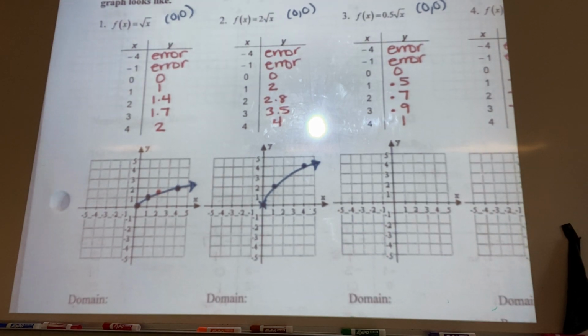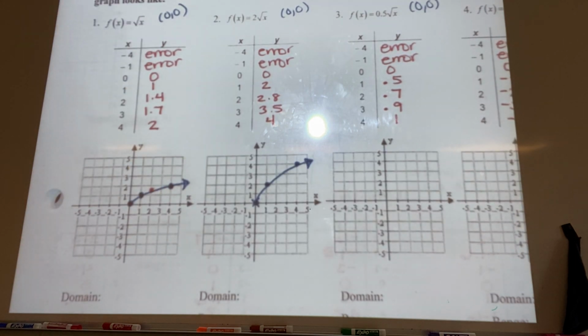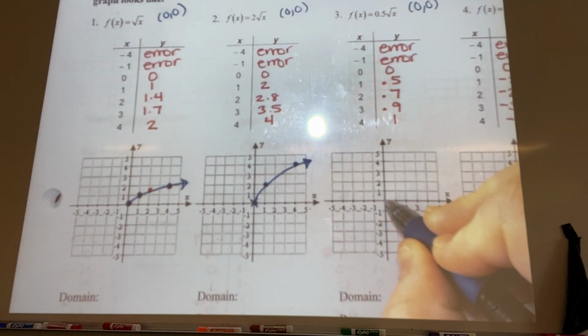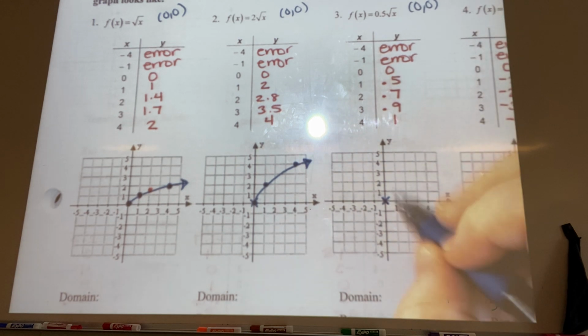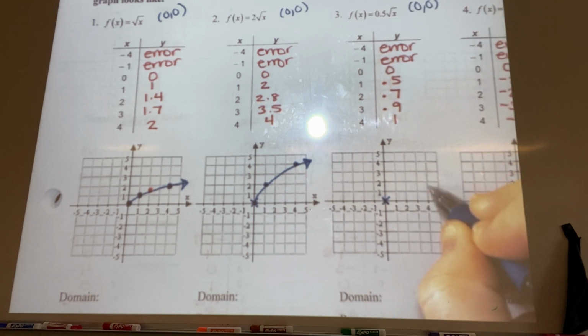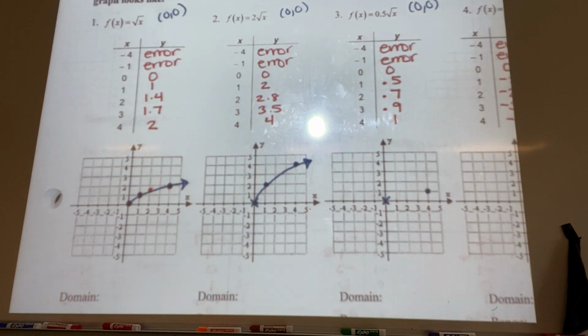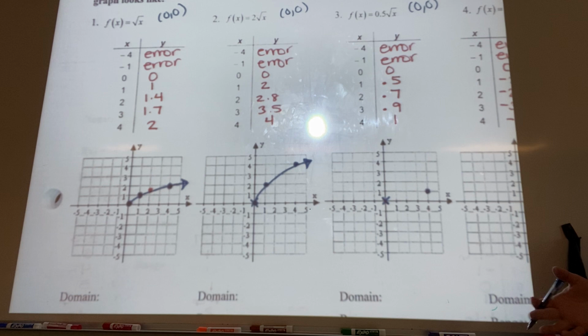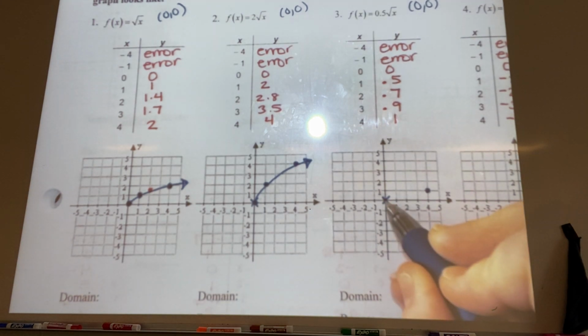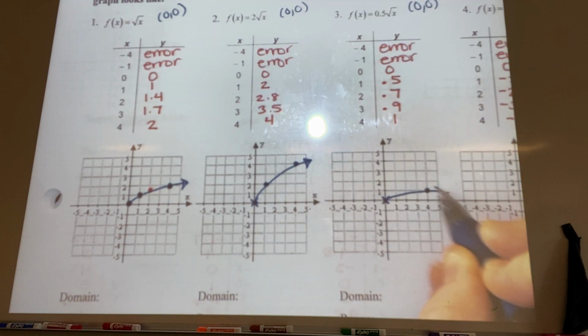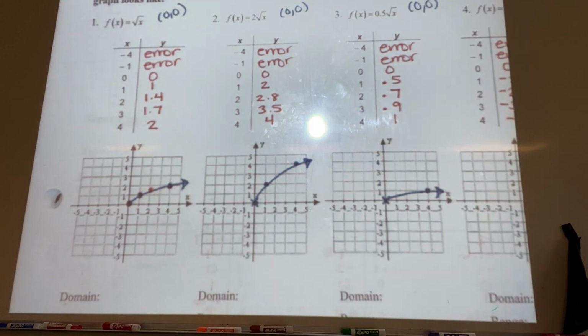For the third one, I'm going to plot my points again. So I have 0, 0, that's my pivot point, X marks the spot, and then 4, 1. Well, I've got a bunch of decimals in between, but I don't really need to plot those because I know that my graph is going to slightly curve, right? So I'm going to curve that graph towards that point to the right.